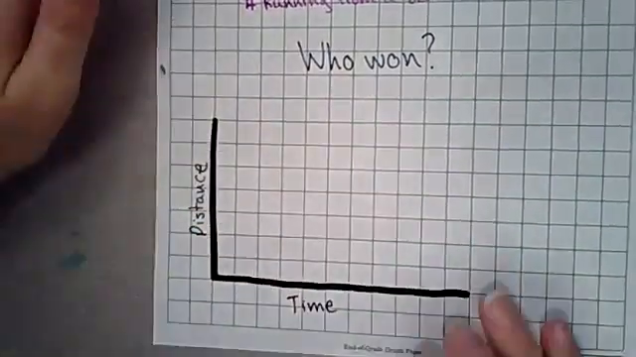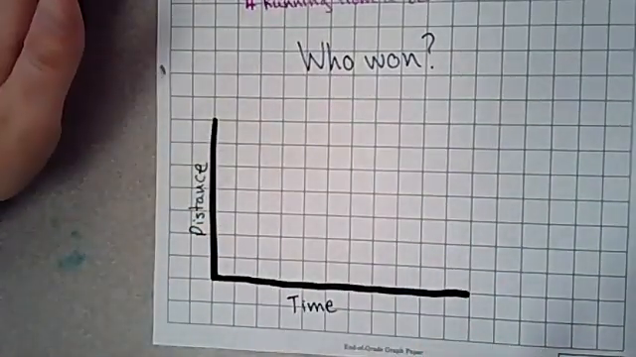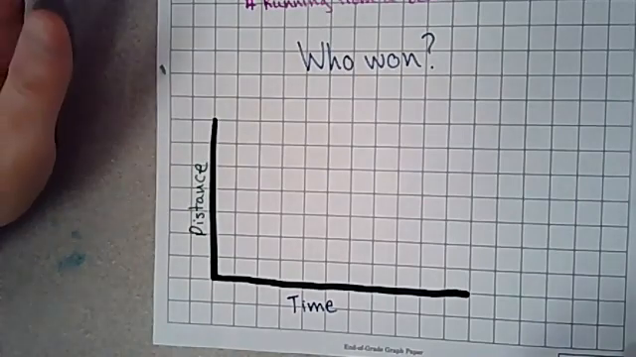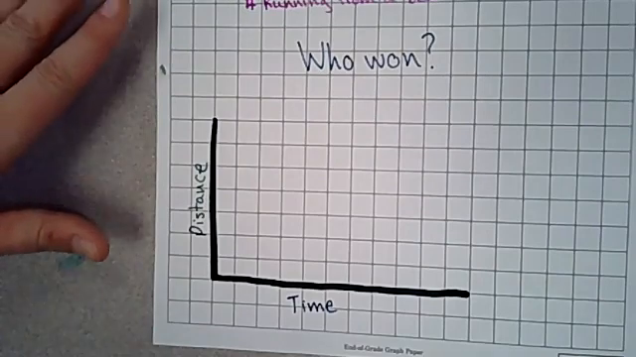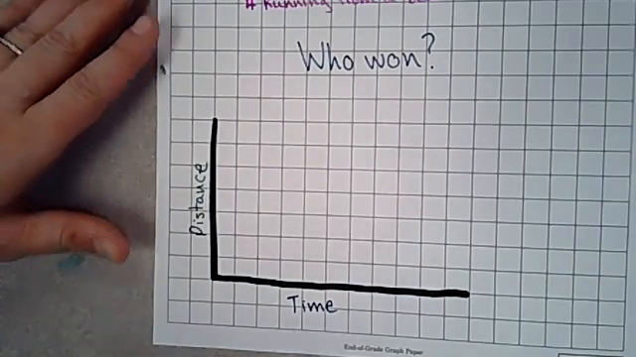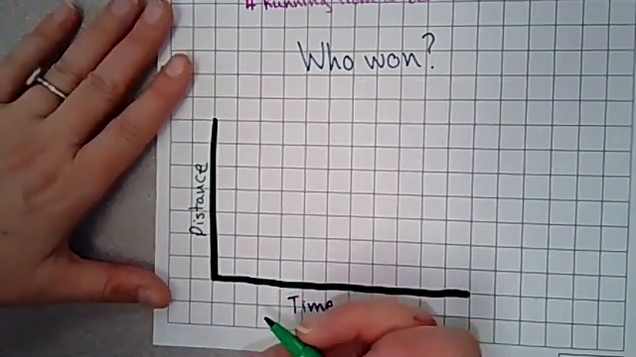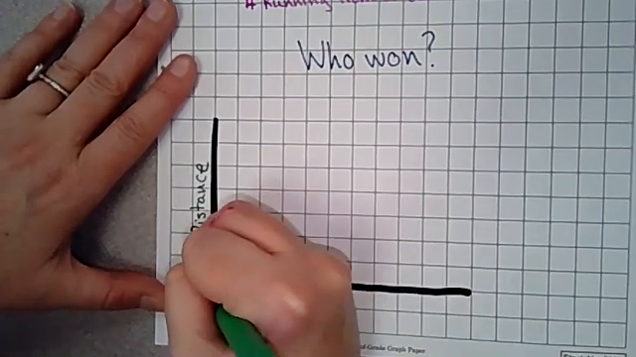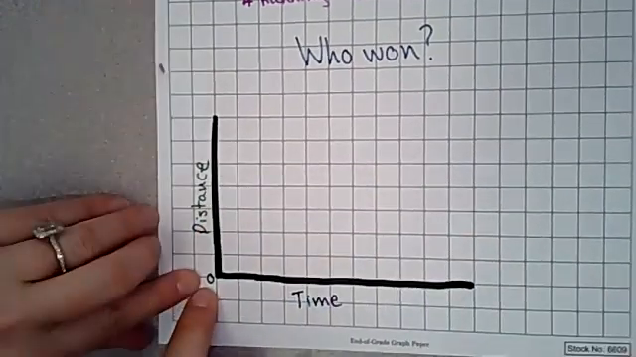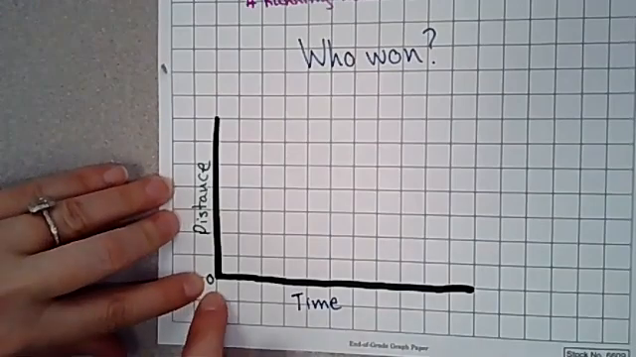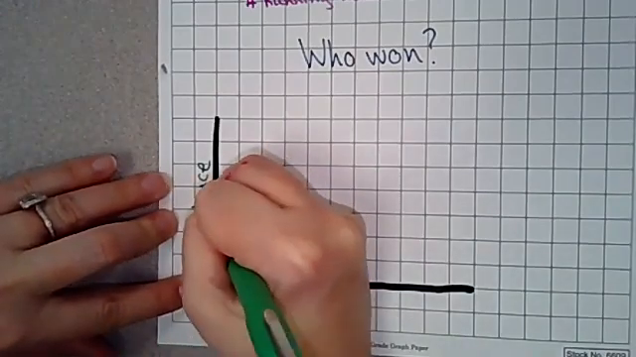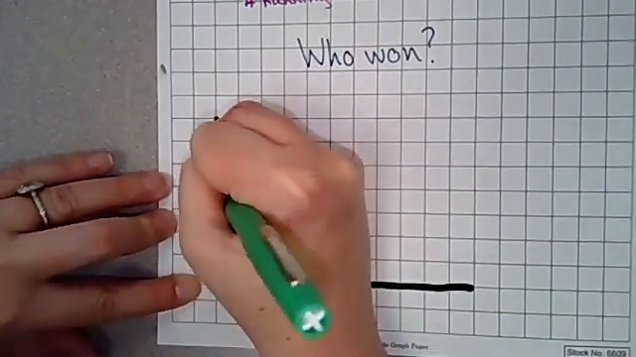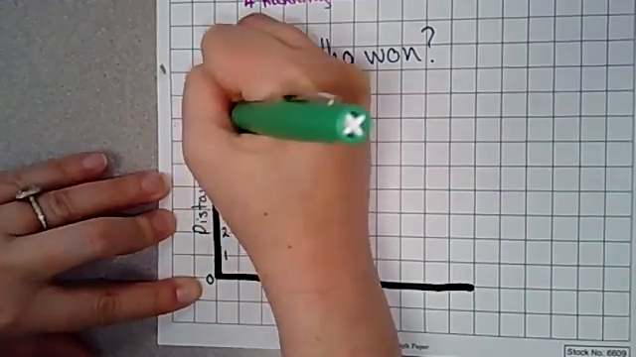Time and distance. All right, so you guys have all heard the story of the turtle and the hare, right? So let's say that the turtle and the hare are running a 7-mile race. So this is mile 1 because distance is up the side. Sorry, this is 0. This is 1, this is 2, this is 3, this is 4, this is 5, this is 6, this is 7.